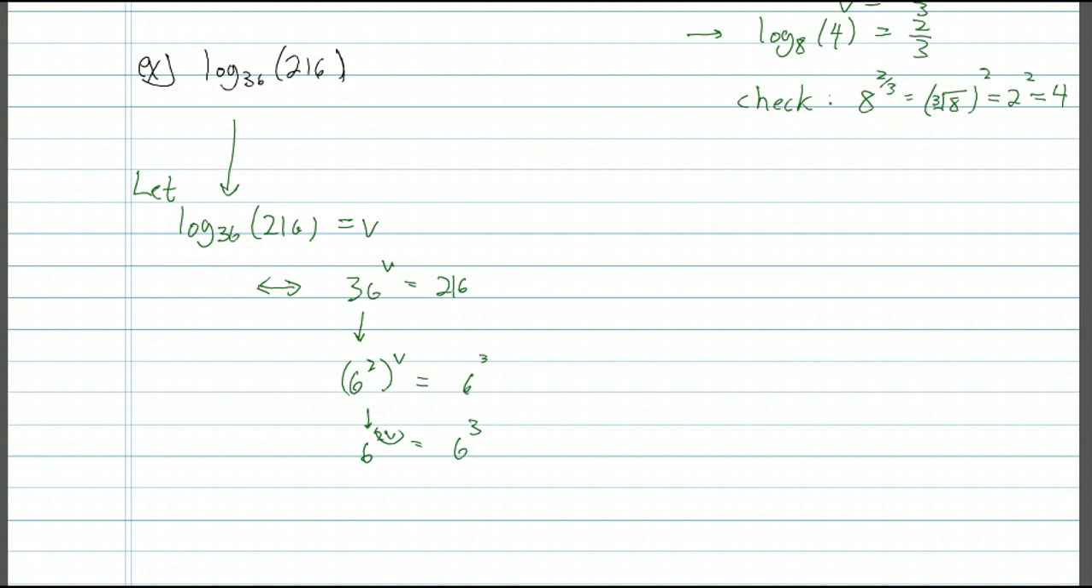Multiply your exponents there, you get 6 to the 2v power equals 6 to the third power. So our exponents must be the same. And we set 2v equal 3. To solve for v, it's a linear equation now. Divide by 2, and v is 3/2. So what do we conclude? Log base 36 of 216 is equal to 3/2.